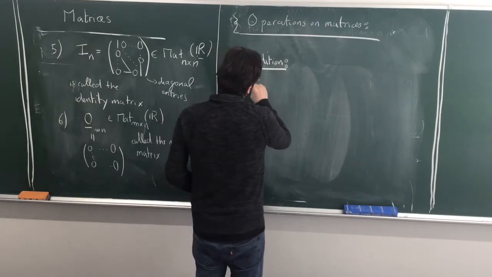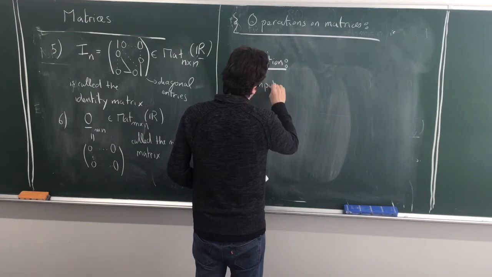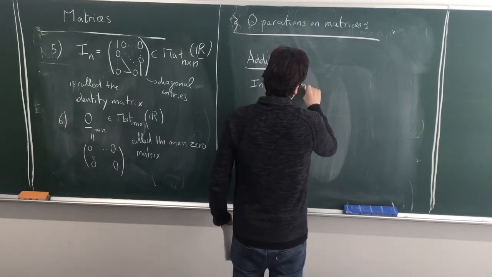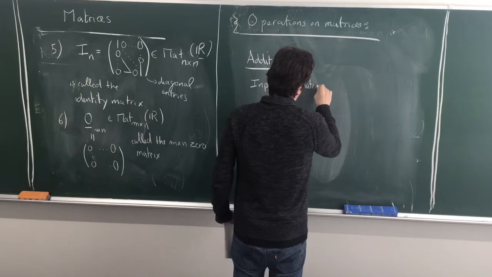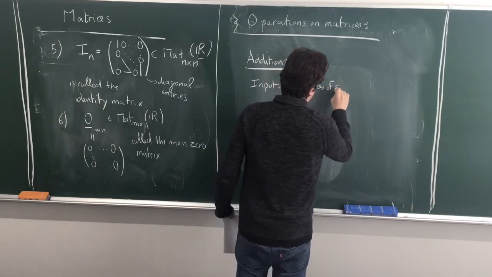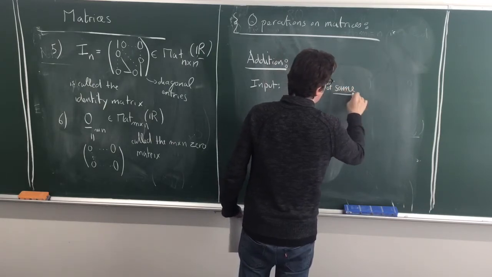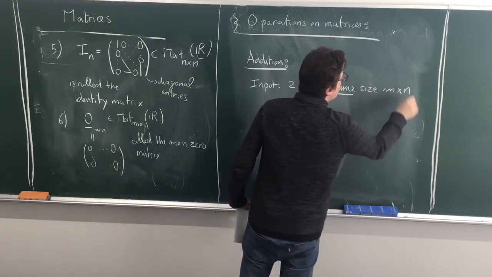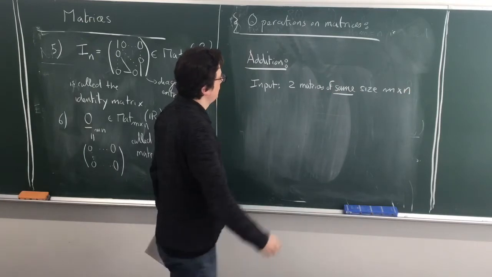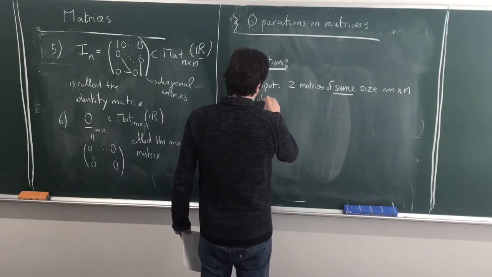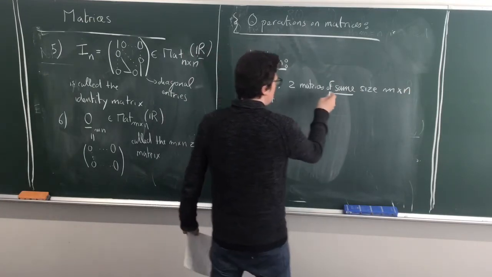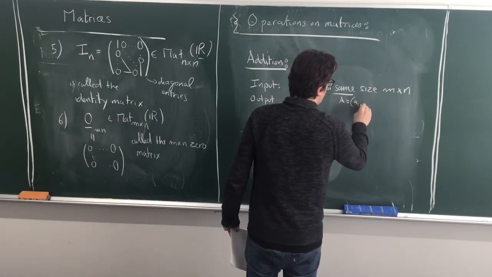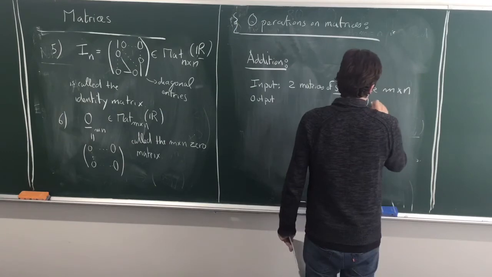So, the input will be two matrices of the same, this is very important, same size, let's say m times n. The output, okay, so let's call these matrices A with coefficient entries Aij and B.